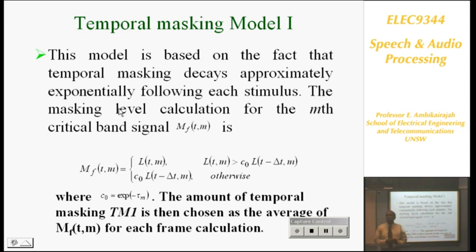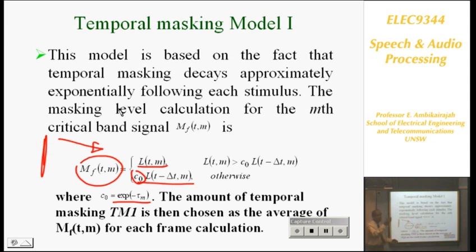Temporal masking model, you need to know the temporal masking model. There are many models available, and we have developed quite a few. Here is a model where the masking level, MF TM, will be LTM at a particular time instant. That's the level there. And then it decays, depending on the previous value, multiplied by coefficients. It's like a discharging curve, like an exponential. This is basically a capacitor discharging curve, if you think of it that way.